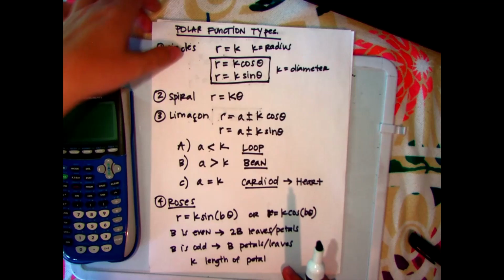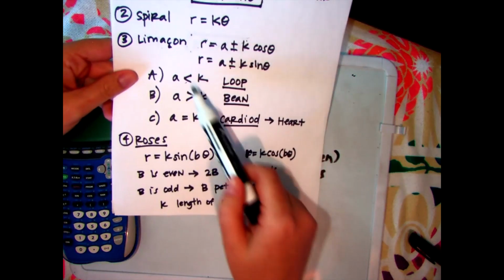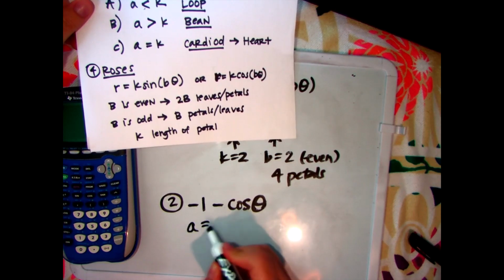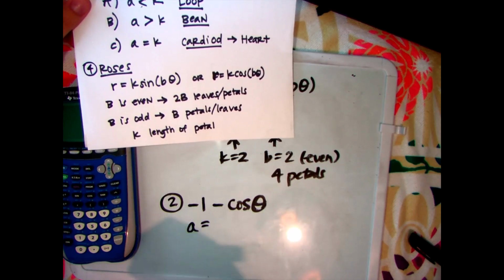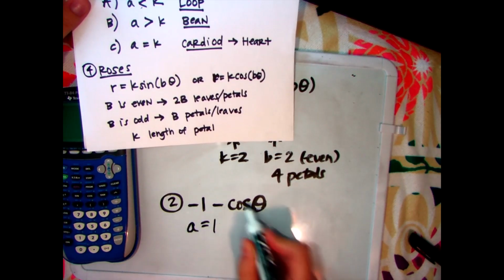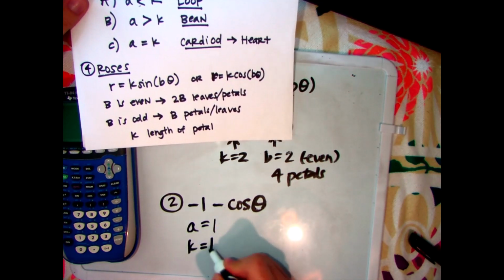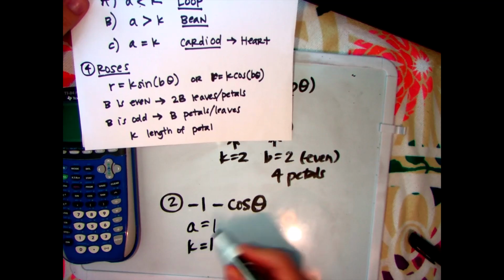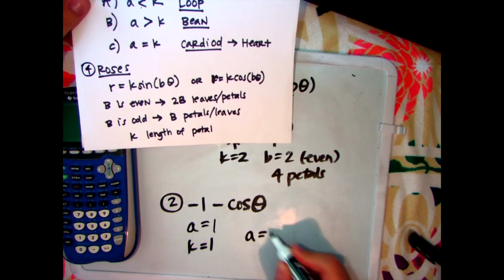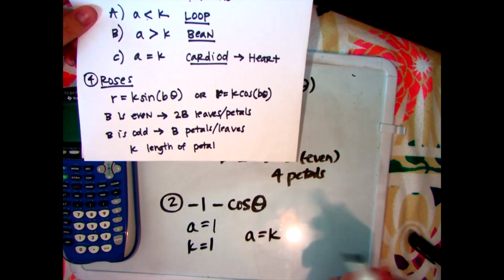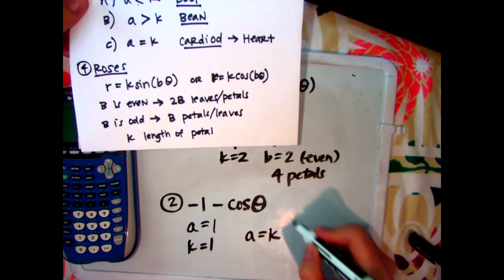What is it? So let's go back. Each of these rules compare A to K. So let's look. A is -1, but really we're looking at the value, so A is 1. And then K is also -1, but again, we're just looking at the absolute value of these. So A is equal to K. Which rule does that tell us? We've got a cardioid. So this one should be a cardioid.